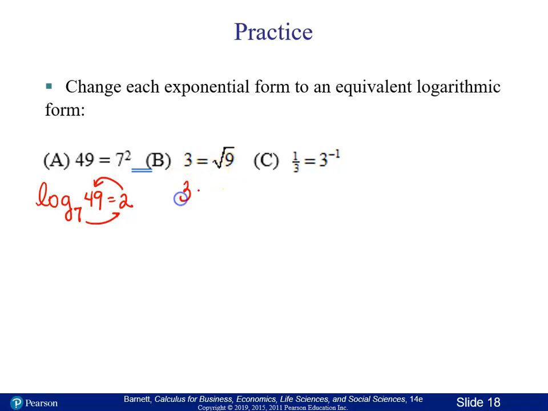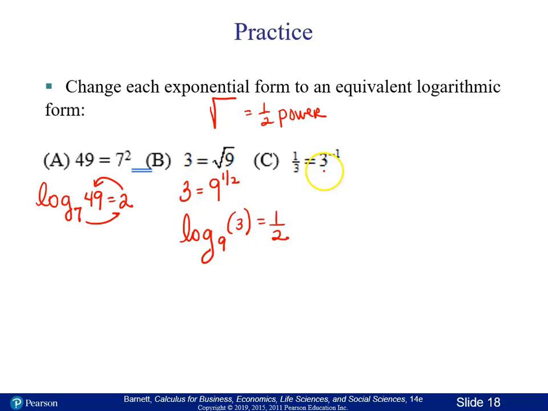This one's a little tricky because anytime you see a square root, that's equal to the 1/2 power. So that's the same thing as 9 to the 1/2. So the logarithmic form for this would be log base 9 of 3 is equal to 1/2. Okay. And then this one, log, we have a base of 3, it's equal to 1/3. And the exponent is going to be the -1.